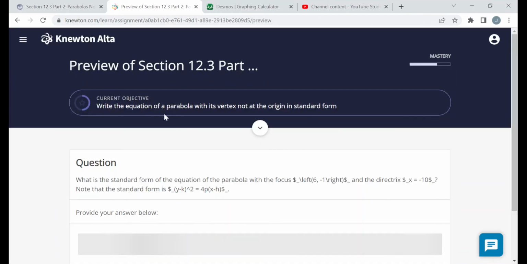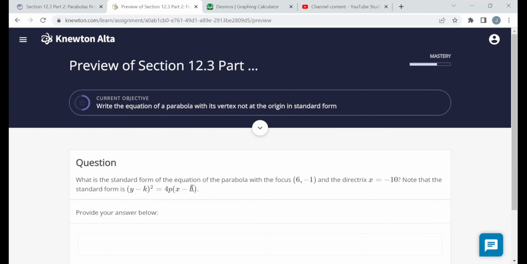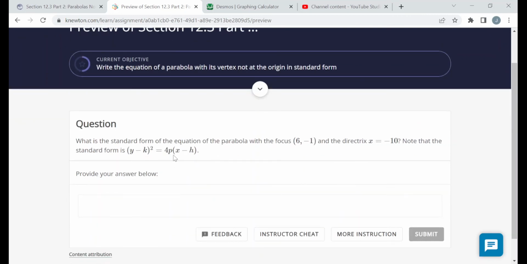All right, now back to writing equations where you just need h and k and p. They give us the focus (6, -1). The directrix is vertical, x equals -10. That means the axis of symmetry is horizontal. So that's why, and they already give us the standard form. They're being very kind.